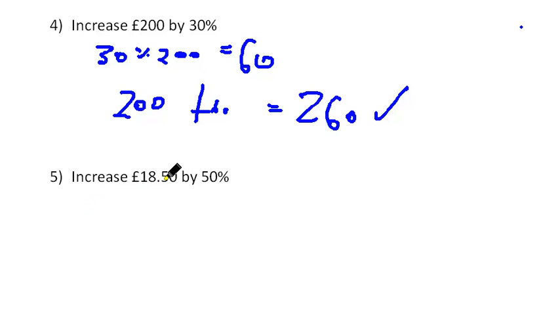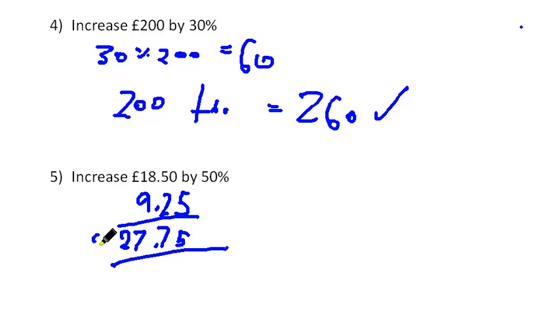Similarly with this one, we want to increase it by 50%, so we find out what is half of 18.5. Half of 18 is 9, half of 0.5 is 0.25, and we're increasing it, so we're going to add these two together. So we're going to get 27.75 pounds.